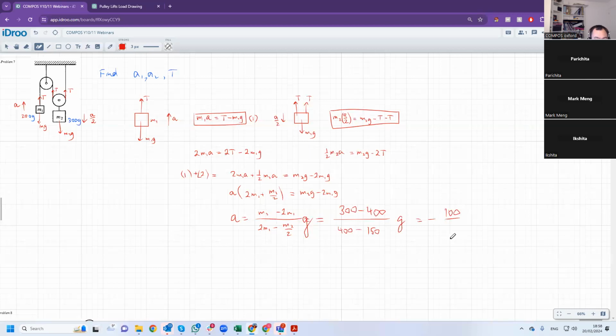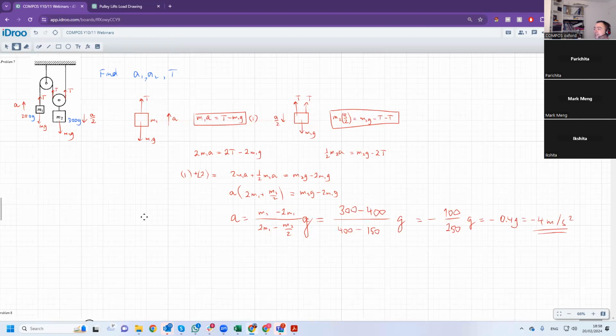divided by 250 G, which is minus 100 divided by 250, 0.4. Yeah, it must be 0.4. It's minus 0.4 G, which is minus 4 meters per second squared.